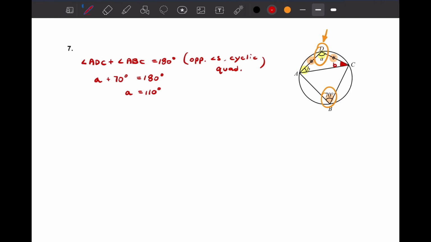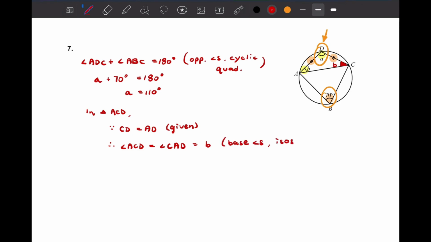Then we look at this triangle ACD. We should always have a habit of writing an angle as ACD, so you know which one you're talking about. So because CD is equal to AD, given, make sure it comes into a pair. So angle ACD equals angle CAD equals angle B. So this is your base angles of an isosceles triangle. So make sure you don't write this isosceles triangle reason wrong.